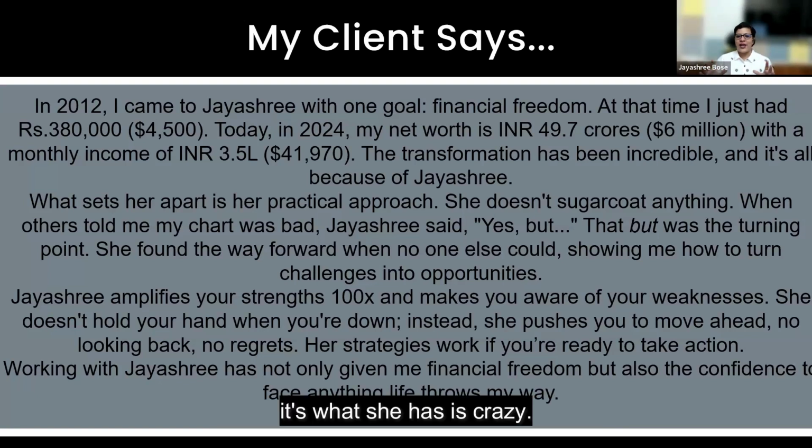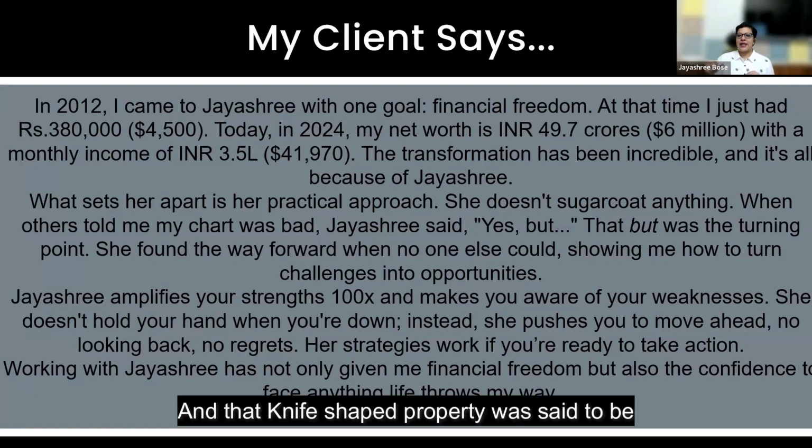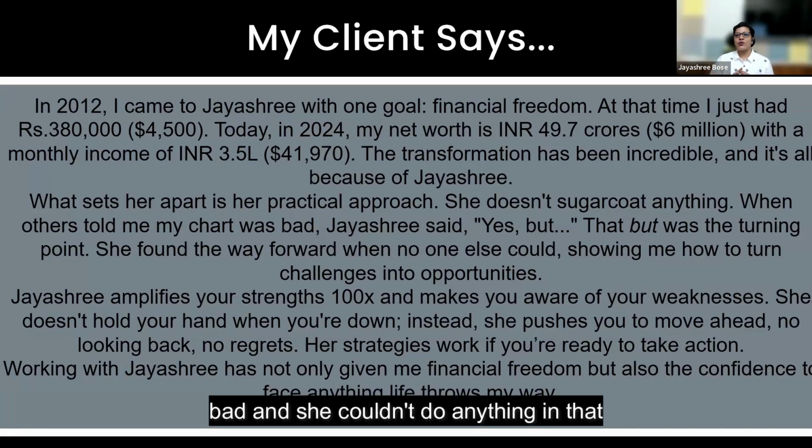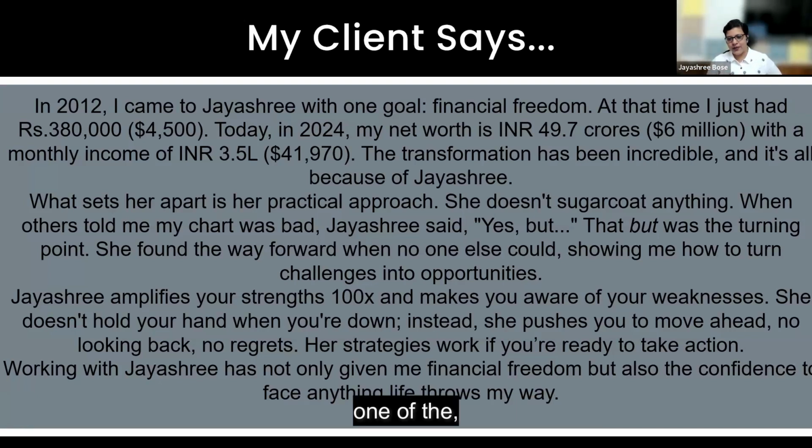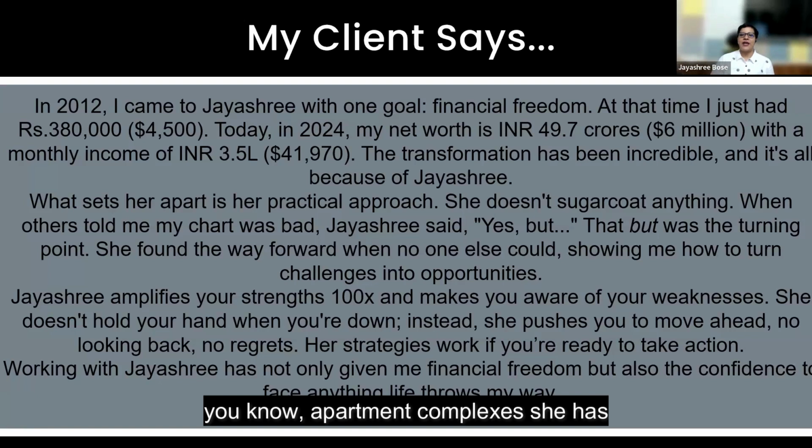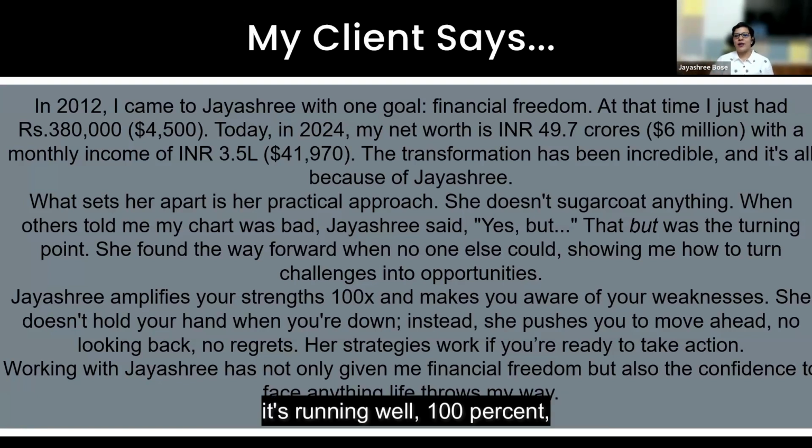Most of my students know her chart, they know her property also, because what she has is crazy. Like she has a knife-shaped property, which I showed, I think, in the hexacode recording session, and that knife-shaped property was said to be extremely bad, and she couldn't do anything in that property. That's where we built all her real estate, and one of the apartment complexes she has is running well. 100% occupancy rate.